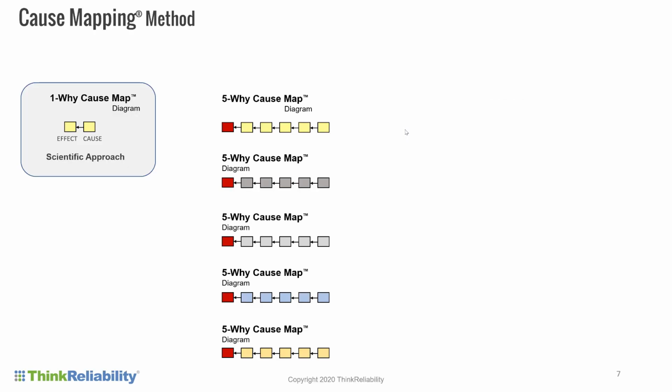In our cause mapping method, we try to explain that evidence-based cause and effect is not a tool that you pick from. It is the basis of a scientific approach. Understanding how to lay out a single cause and effect relationship is fundamental. If you connect several cause and effect relationships together, you can build a 3 Y or a 4 Y or a 5 Y.